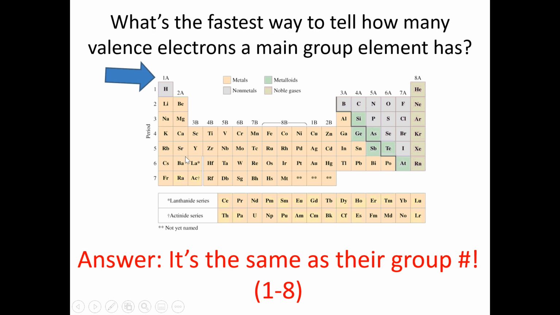atoms right here, the alkaline earth metals, all have 2 electrons in their outermost shell. All of these have 3 electrons in their outermost shell. All of these have 4. All of these have 5 electrons in their outermost shell, 6, 7, and 8, but it starts at neon and down because helium's just a little guy, so it has only 2 valence electrons.